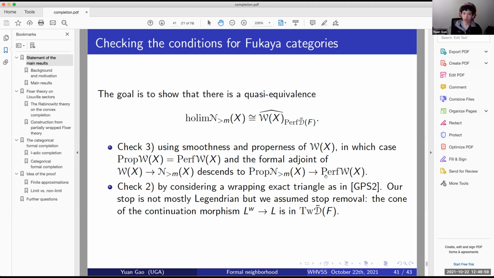Then the other condition can be checked by considering a wrapping exact triangle, as in the second paper by Ganatra, Pardon, and Shende. We'll just consider some Rabinowitz exact triangle and map them to the category n greater than m. Then we notice that, in fact, the continuation cocycle becomes 0. So that each object, when you consider it as a module over the category n greater than m, is equivalent to some perfect complex in D.